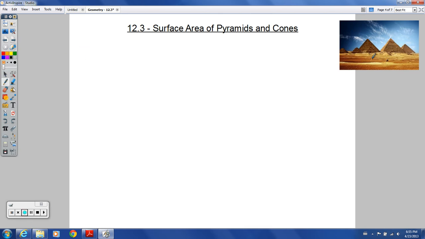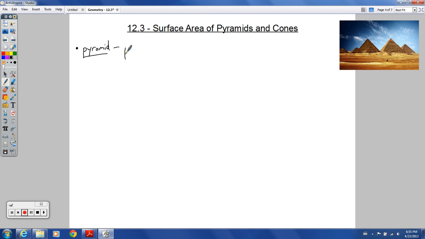These are probably the most famous examples of pyramids, the pyramids that we see in Egypt. They happen to be square pyramids because the bases of those pyramids are squares. But we can have other types of pyramids as well. The base can be a different shape. A pyramid, though, is just this.